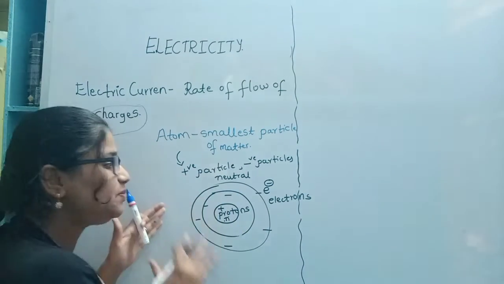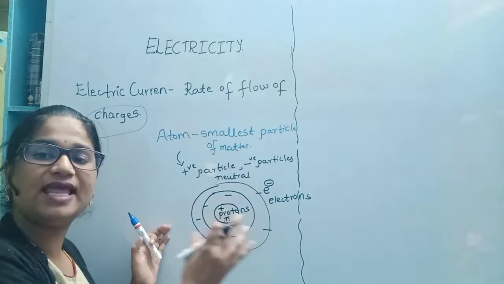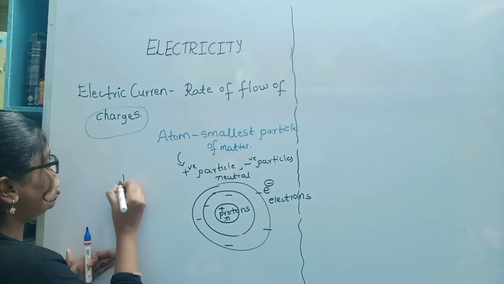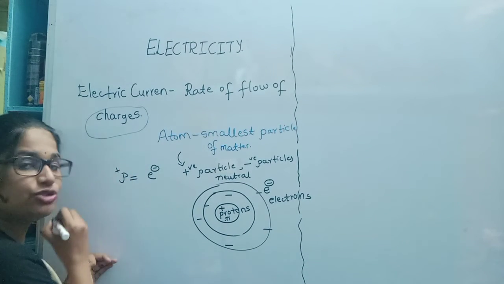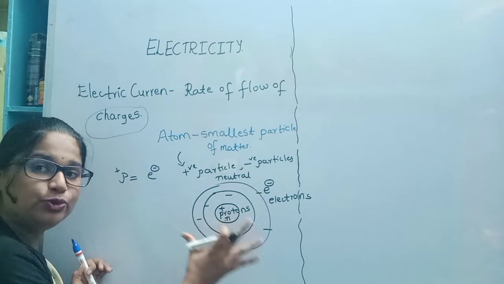So here the atom is balanced with the number of protons as well as the number of electrons. Which means the number of protons will always be equal to the number of electrons. That is why we can say the atom will be neutral.